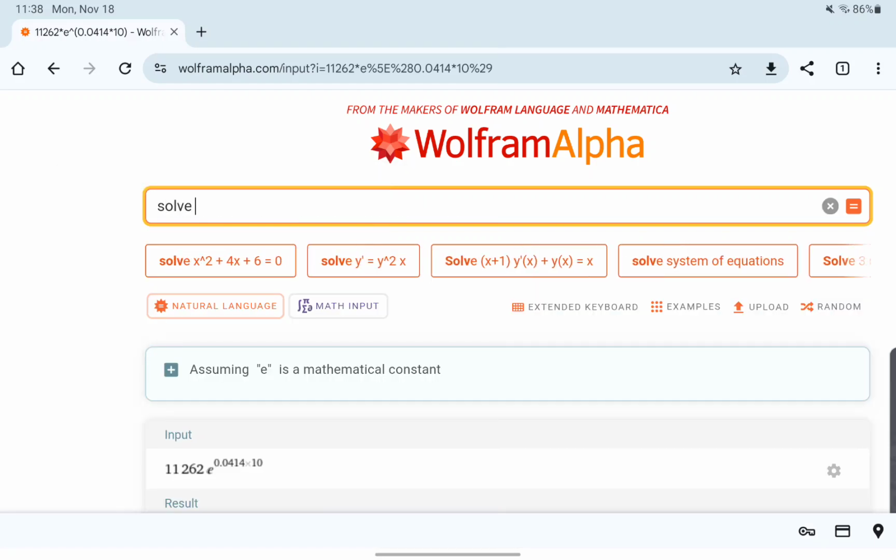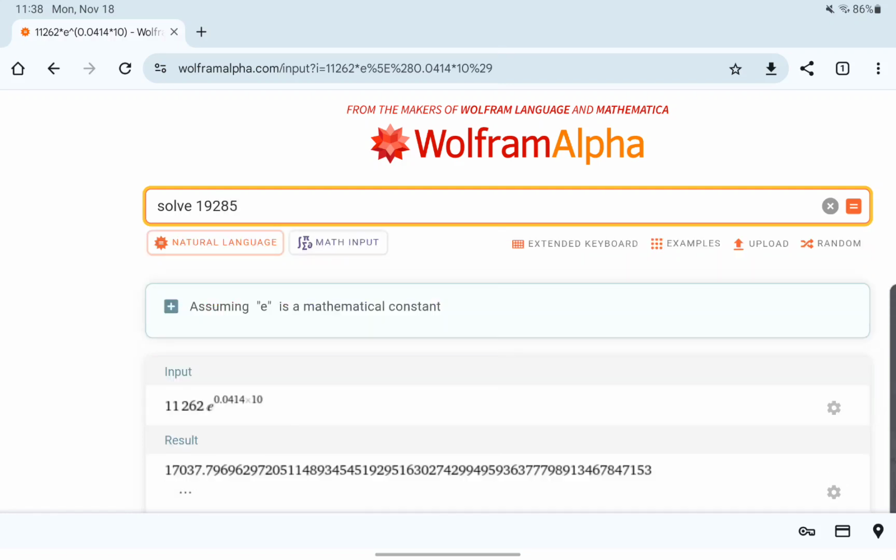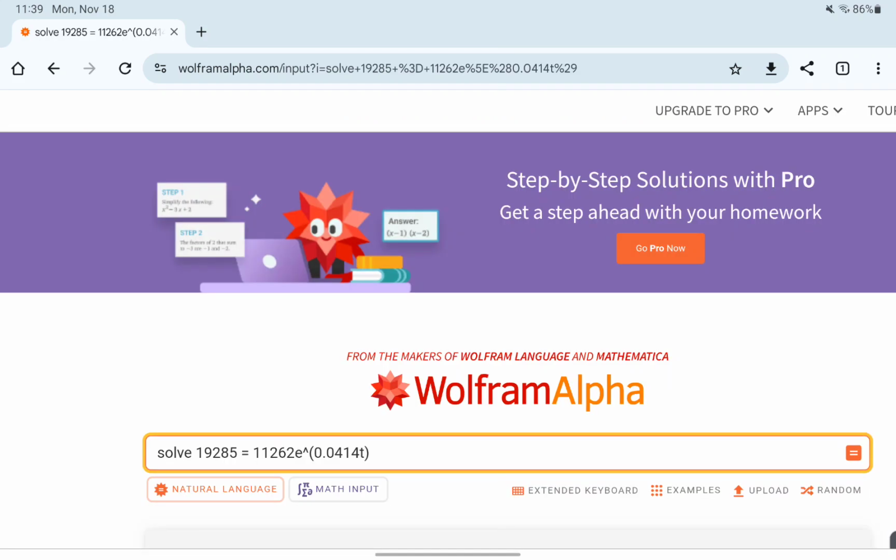That means we want to solve our final amount of $19,285 equal to the original investment, $11,262, e to the same interest rate, 0.0414, times t. We're leaving t as the unknown because that's what we're trying to solve, what we're trying to answer.